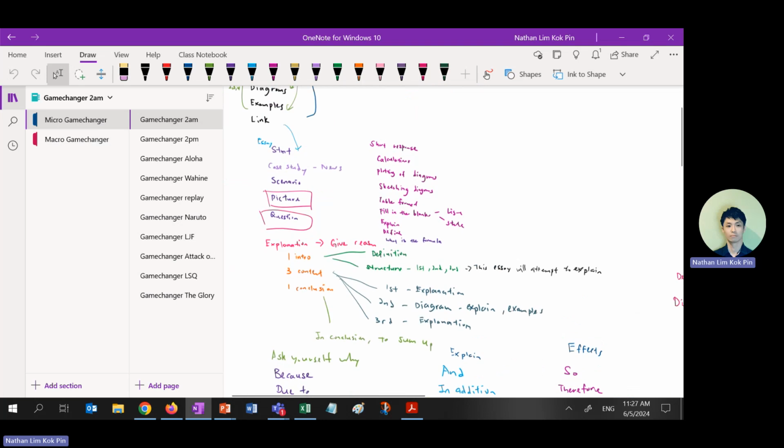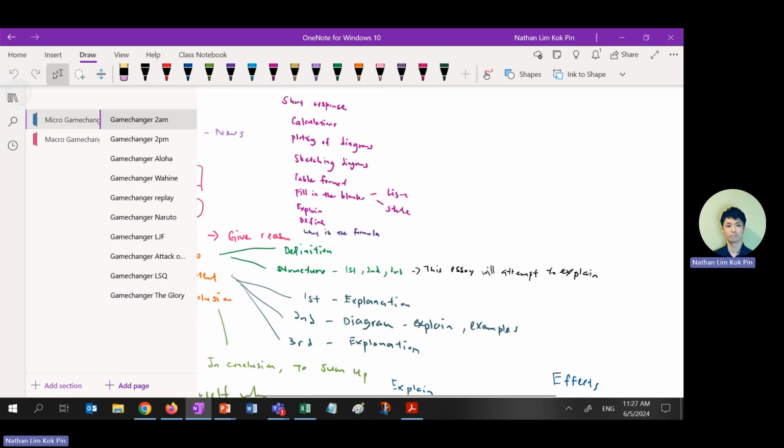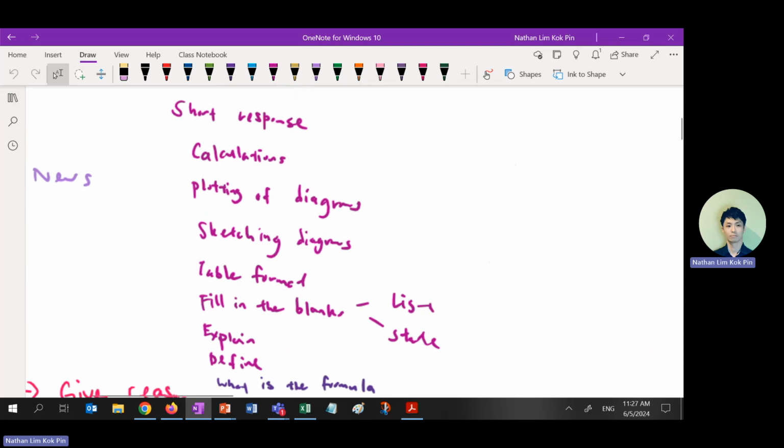In terms of short response, normally this one will come out. These are some of the things that I can give in short response. Calculations: calculate opportunity cost or opportunity cost per unit in chapter 1. Chapter 2 doesn't have calculation.